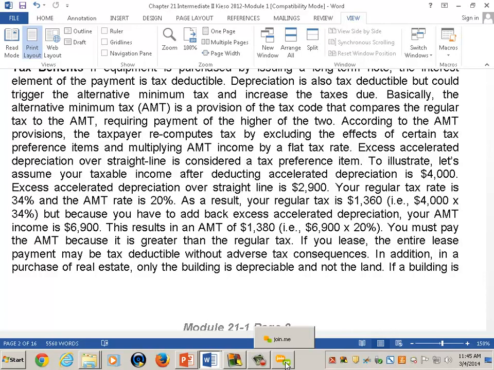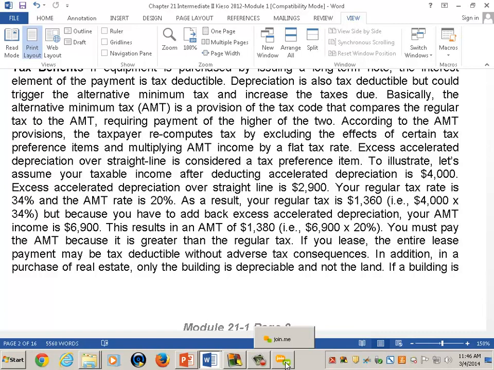And the way it works on the tax return is that there's a section and they'll just add the $20 in, basically. So if you lease an asset, you don't trigger excess tax depreciation and you avoid the AMT. So leasing has that advantage as well.